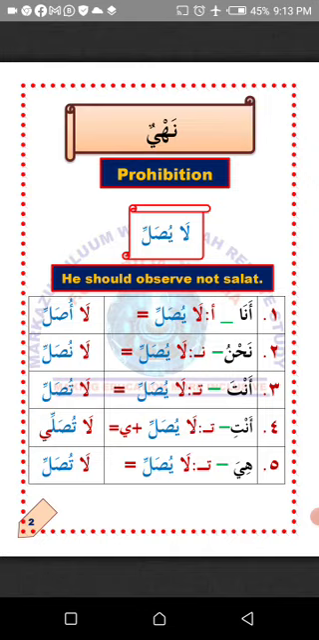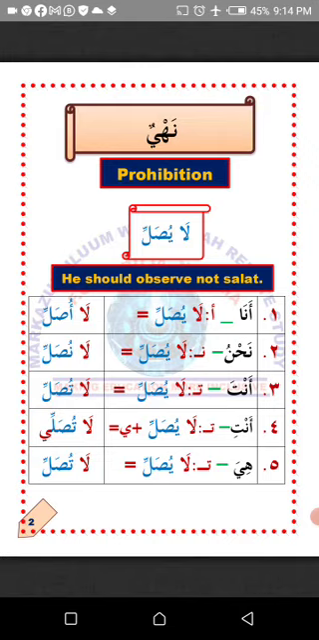La yusalli simply means he should not observe salat. He in Arabic is huwa, which is the opposite of here, she. So how do we now change the verb la yusalli to suit the following pronouns? Wahid, number one, ana, I. So how do we change the verb la yusalli to suit ana? All you need to do is to detach ya'un and attach alifun. So the verb la yusalli will now become la usalli, which means I shouldn't observe salat.